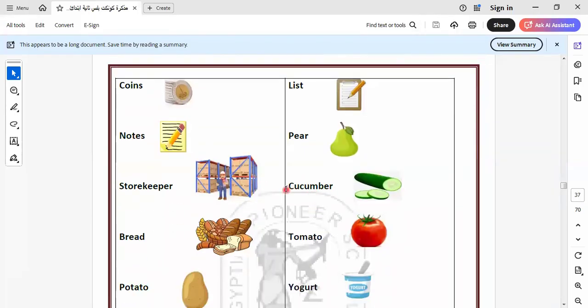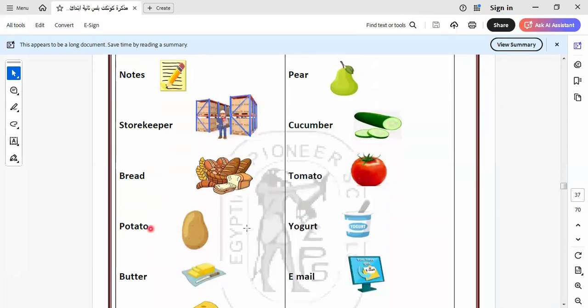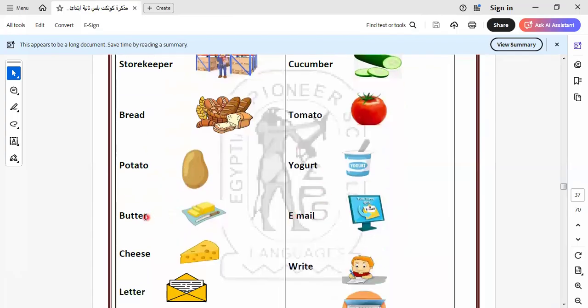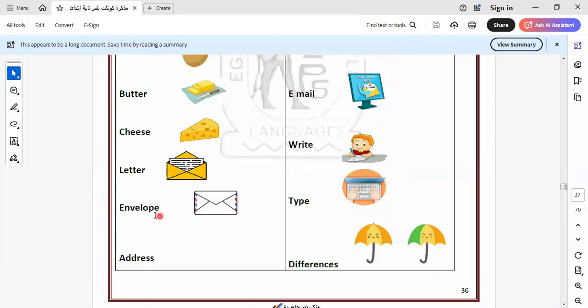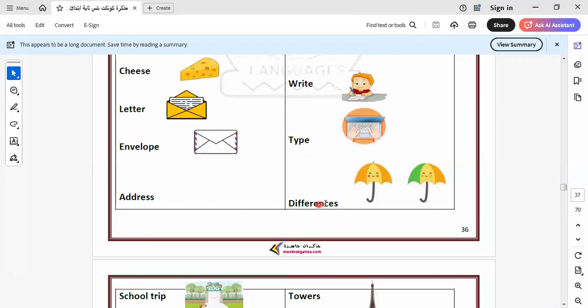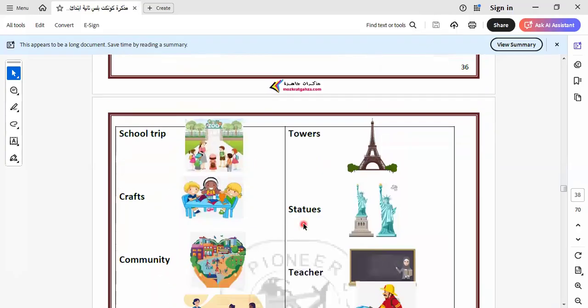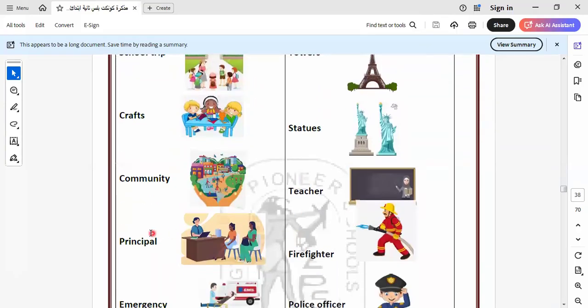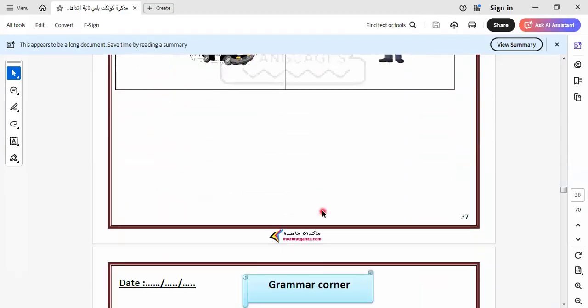Here is cucumber, bread, tomato, potato, yogurt, butter, email, cheese, write, letter, envelope, type, address, differences, school trip, towers, crafts, statues, community, teacher, principal, firefighter, emergency, police officer.